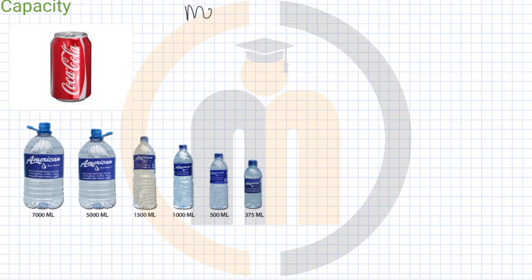Alright, now lastly we have capacity. Capacity in metric we will use liter. So usually you'll write it like that, or milliliter. Okay, so I'm gonna write just liter or milliliter. So how do you know how much is a liter, how much is a milliliter?